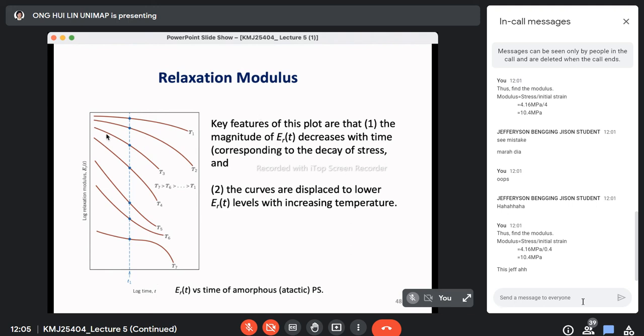So you see, this is the lowest temperature. Big T is temperature, small t is time. So from the lowest temperature up to the high temperature, we will see how the relaxation modulus behaves. In general, what you can see here, when the temperature is increasing, what happens to the relaxation modulus? Answer please.